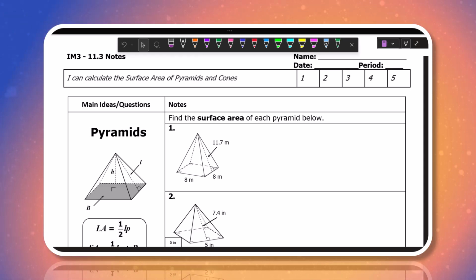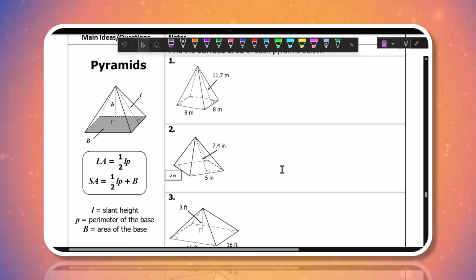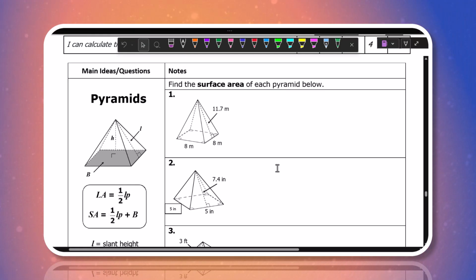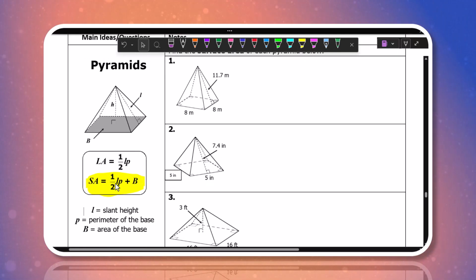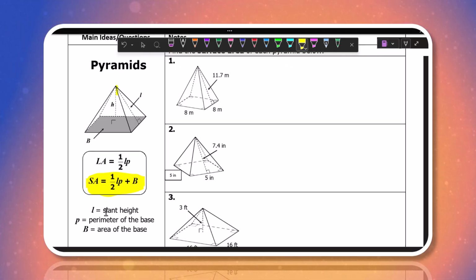Section 11.3, surface area of pyramids and cones. So just like in 11.2, we're finding surface area. We really only need this second formula. So it's 1/2 times L, which is the slant height. That is the distance down the side of one of the faces, one of the triangular faces.